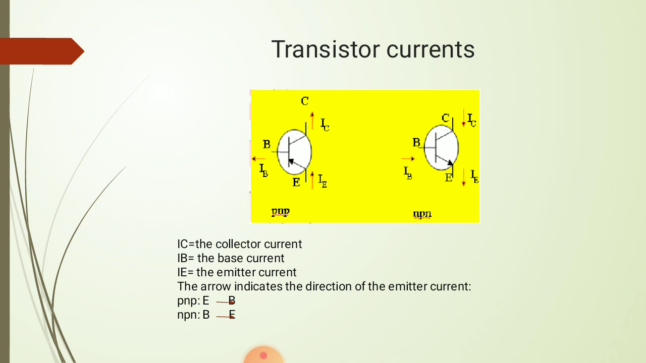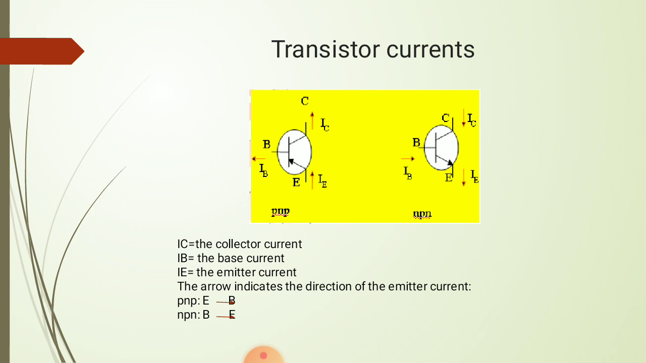Next is the transistor current. Let's see this diagram. The arrow is always drawn on the emitter, and it always points towards the n-type. The arrow indicates the direction of the emitter current. In a PNP transistor, the current flows from emitter to base, and in an NPN transistor, the current flows from base to emitter.